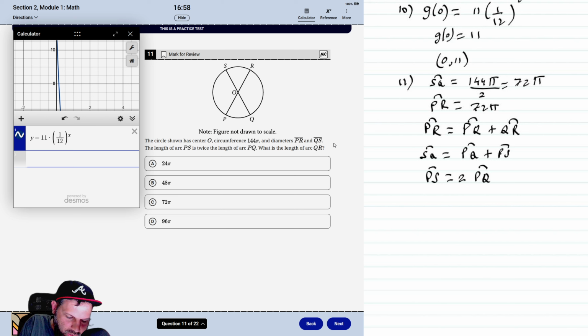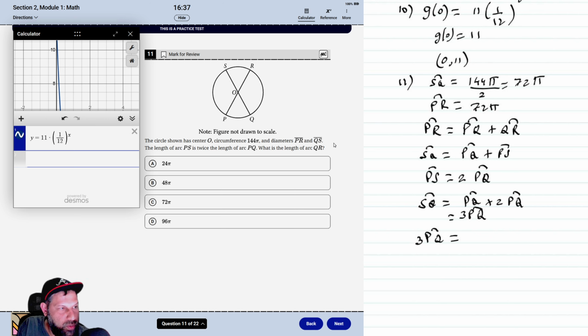2PQ. That means that SQ is going to be equal to PQ plus 2PQ, okay? Which is going to be equal to 3PQ, okay? So 3PQ is going to be equal to 72 pi, which means PQ is going to be equal to 72 pi over 3, which is going to be equal to 24 pi.